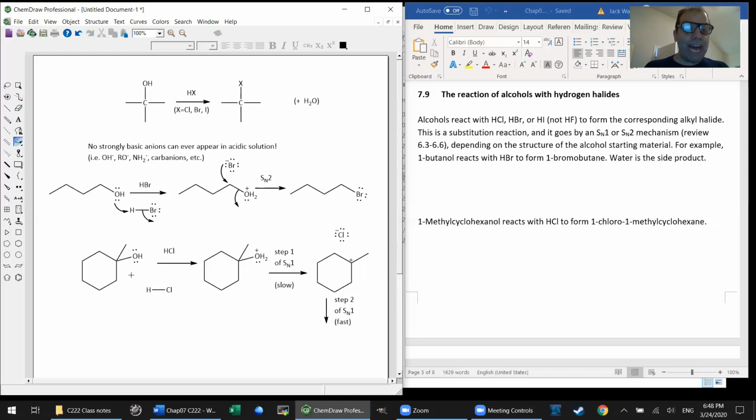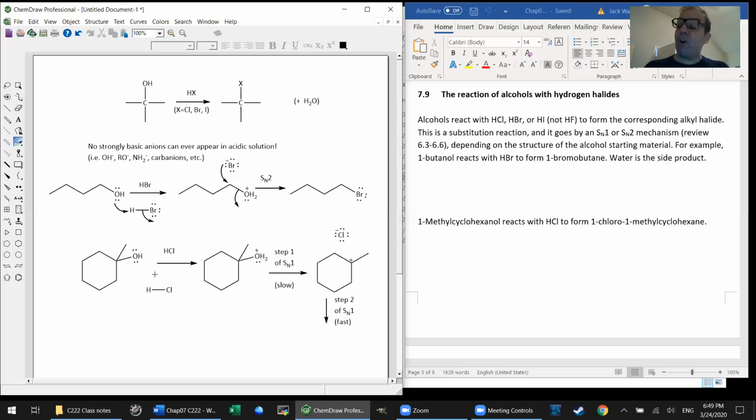What if instead we had a tertiary alcohol? This is the one I mentioned in your class notes, 1-methylcyclohexanol. This will also undergo a substitution reaction with a hydrogen halide such as HCl, but now it's going to go by an SN1 mechanism because we have a tertiary substrate. Once again, we can't just lose hydroxide ion and make our carbocation directly, because if we did that, we'd be making OH minus in an acidic solution, and that's a no-no. That's not going to happen. No strongly basic anions in an acidic solution.